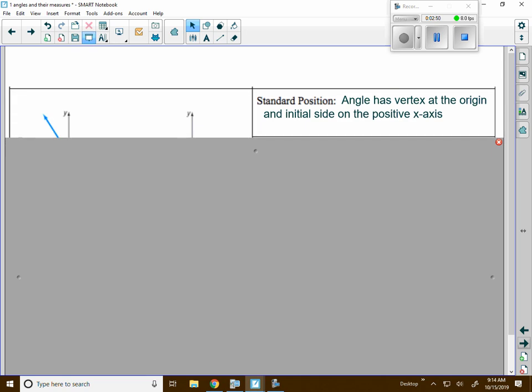When we have an angle that is in standard position, I'm just going to draw you a picture of this. Imagine your coordinate plane. It says an angle has a vertex at the origin. So right here's my vertex. And then the initial side is on the positive x-axis. So a standard position angle has the initial side right there, and then your terminal side would be somewhere over on the left-hand side. So it could be right there, or it could be further. So that's a standard position angle.